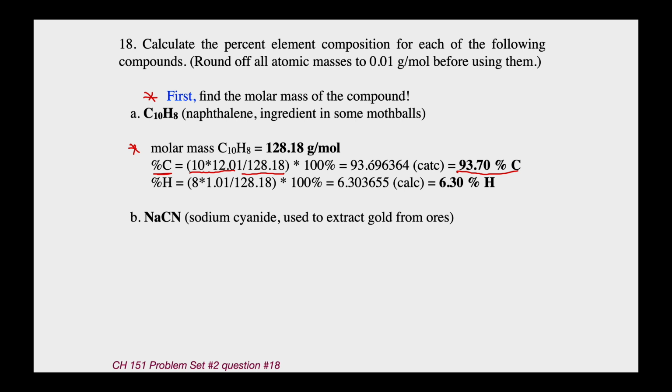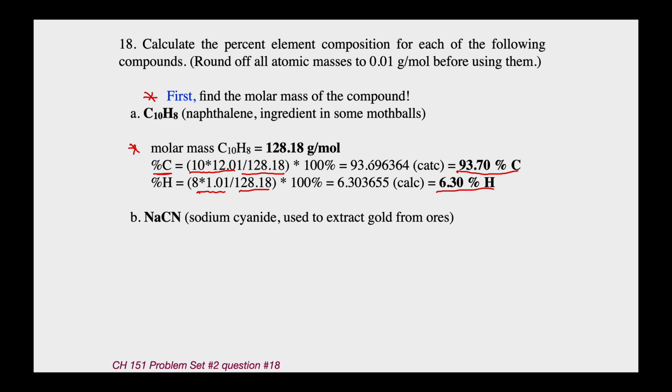Now, hydrogen, amount of hydrogen in the top, so 8 hydrogens times the molar mass of hydrogen, 1.01. But again, notice we're dividing by the molar mass again, times 100%, 6.30% hydrogen. If you've done these calculations right, all of the percentages together should be about 100%. This time it's exactly 100%, so that makes that pretty easy.